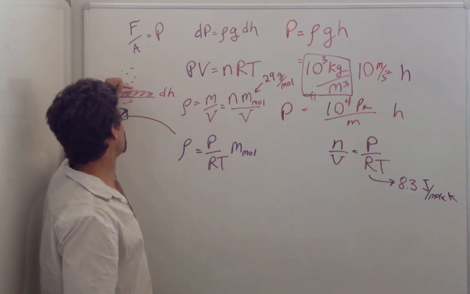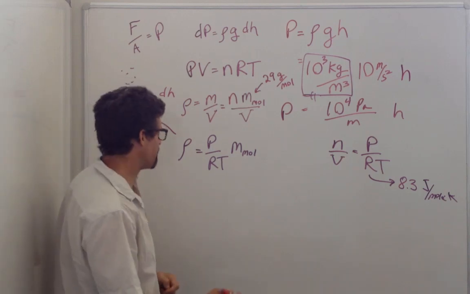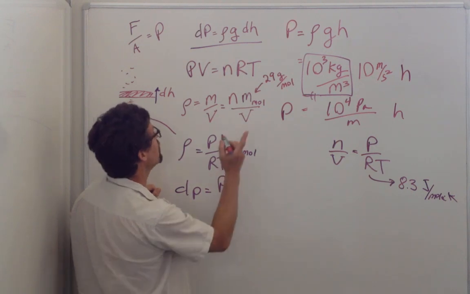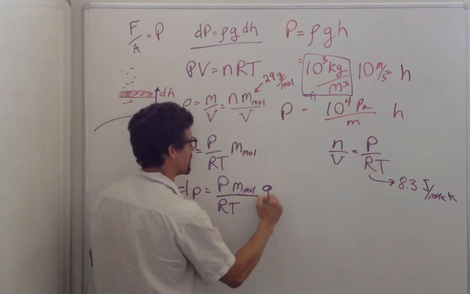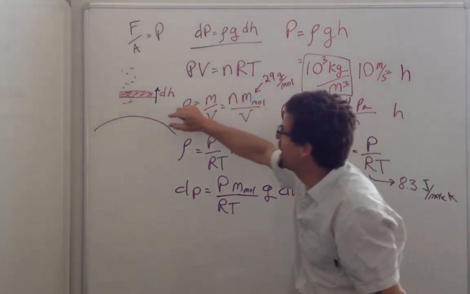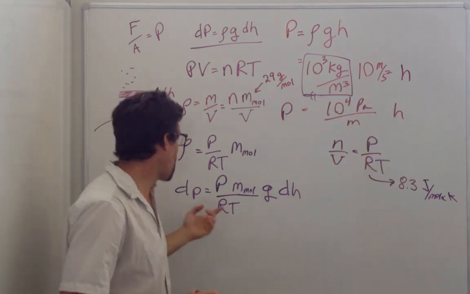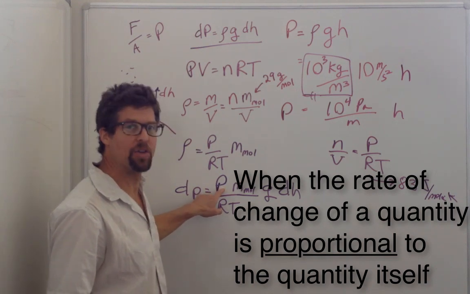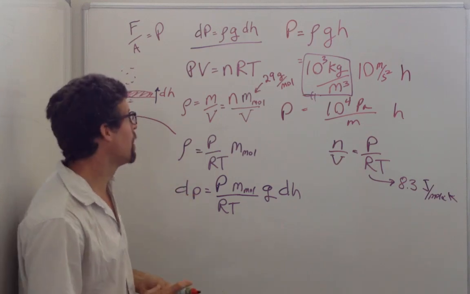So now we're ready to integrate up the total amount of pressure, or integrate down as the case may be. As we move upward, dP is going to equal pressure over RT times the molecular mass times the acceleration of gravity times dH. And so what we want to do is integrate all of these little changes in pressures as we move along distance. We know we have exponential behavior when the rate of change of something depends on the value of that quantity. And so we're going to expect exponential behavior of the pressure.